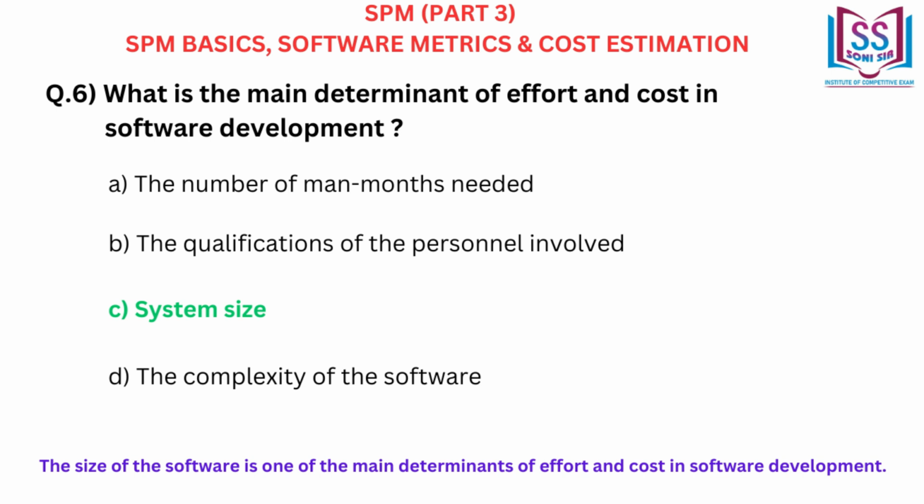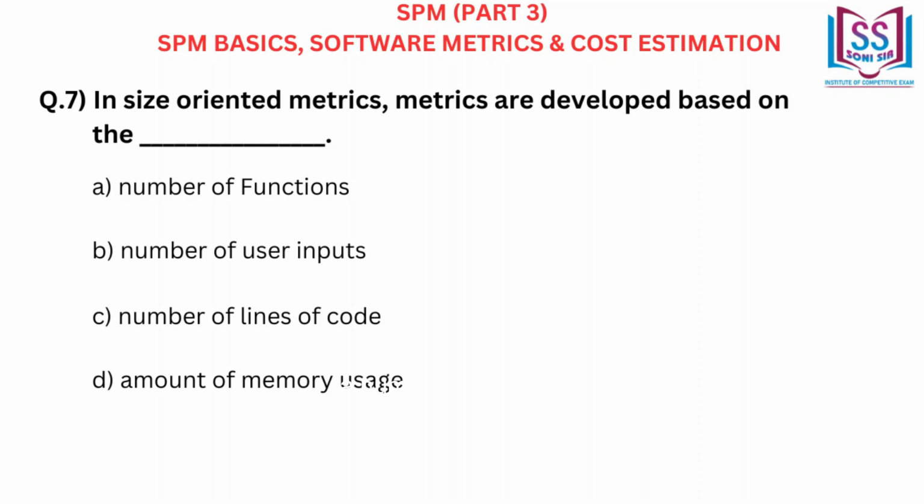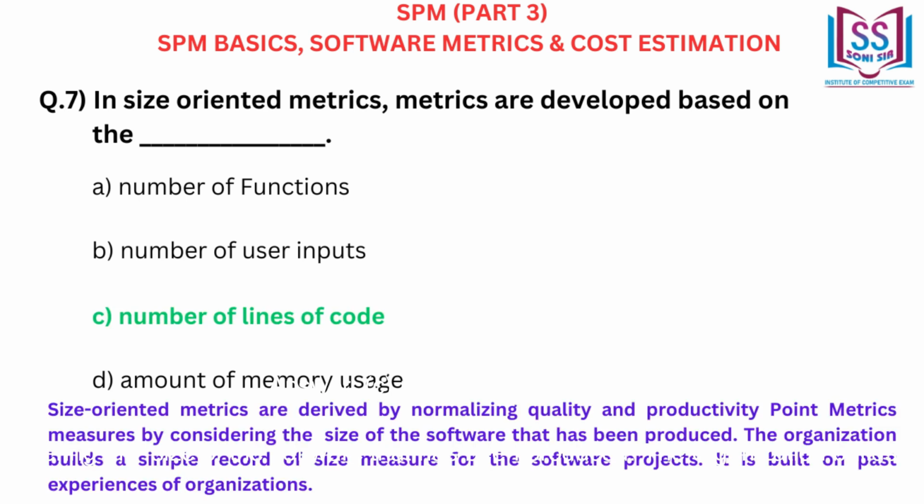In size-oriented metrics, metrics are developed based on the dash. A. Number of functions. B. Number of user inputs. C. Number of lines of code. D. Amount of memory usage. Answer C. Number of lines of code.